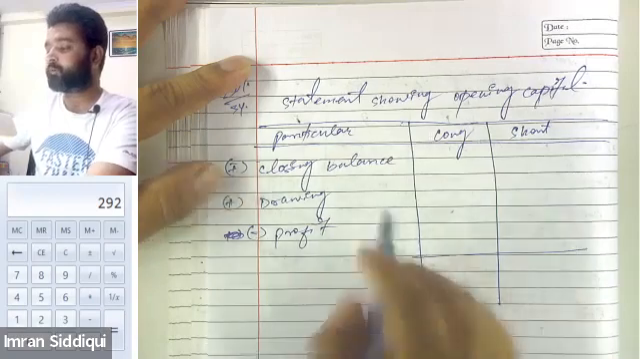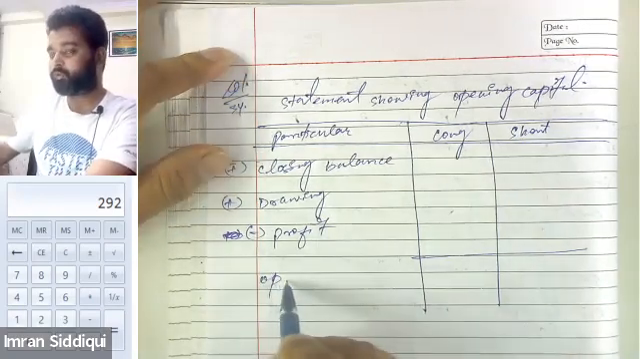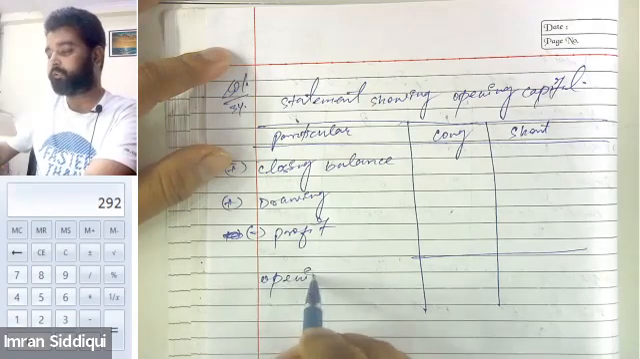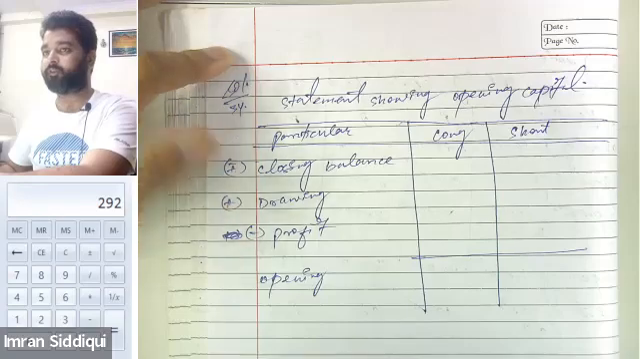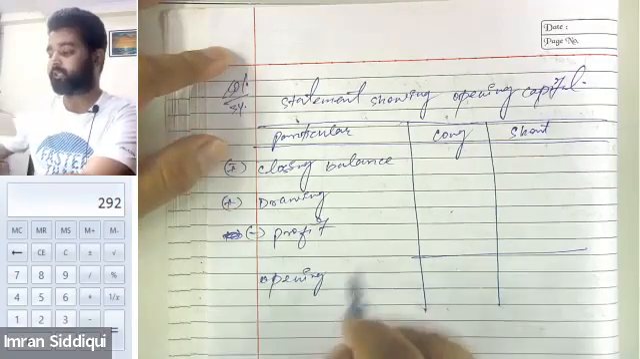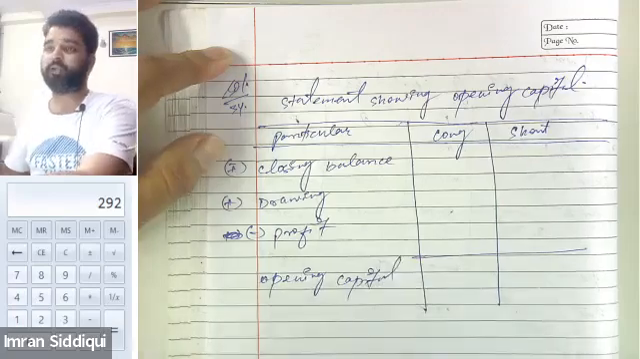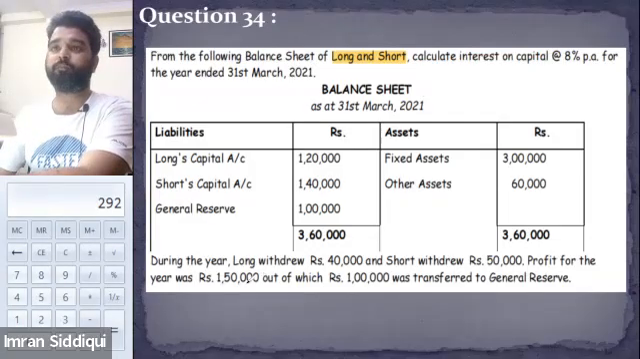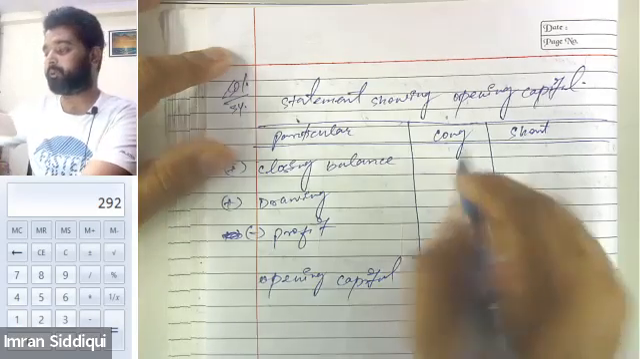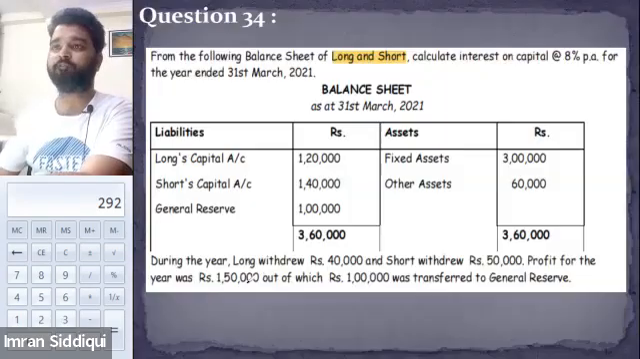I'm sure all of you remember this formula, right? In order to find out the opening capital balance, what do we require to do? We will first of all add the amount of drawings and subtract the amount of profit out of the closing capital balance. So that is what I'm doing. Opening capital balance will be calculated. Now tell me the closing capital of the partners. 1,20,000 and 1,40,000.